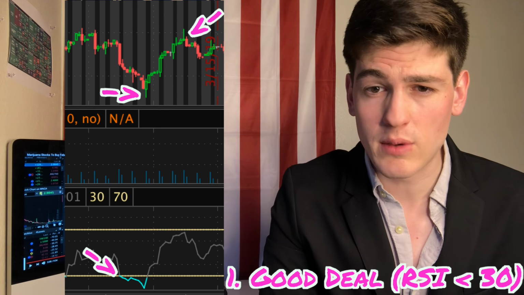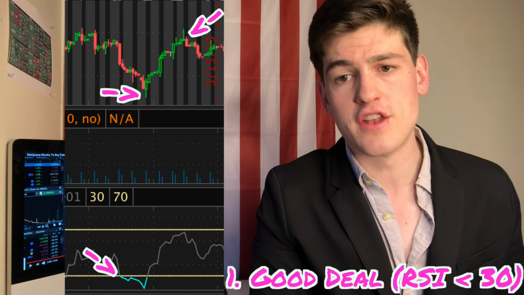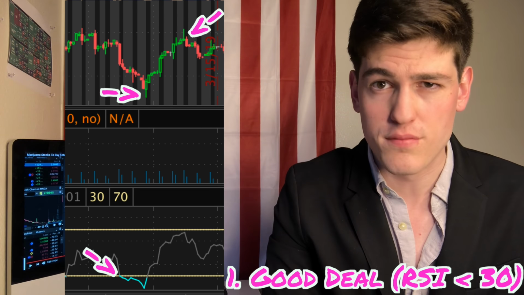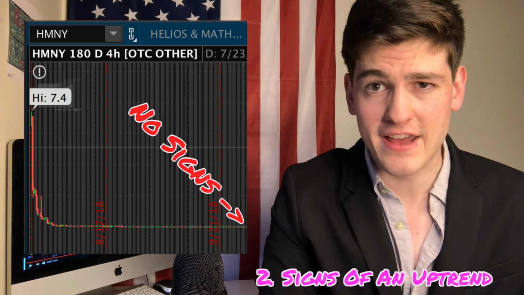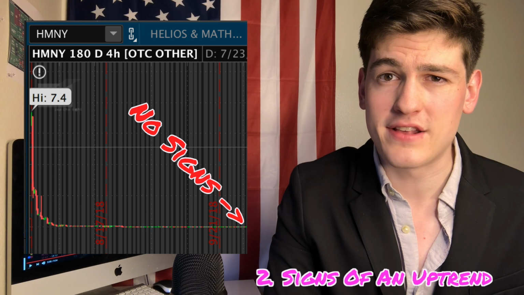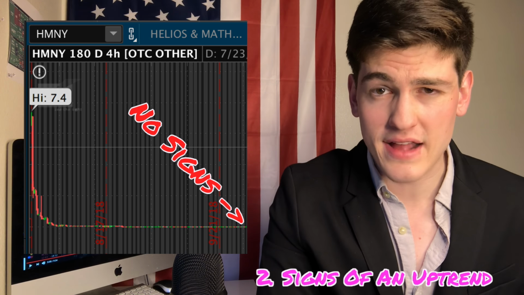Now, since we're swing trading, we want to make sure that this is oversold on the longer term chart, but if it's oversold on the intraday chart as well, that provides us even more margin for error. Okay, number 2, we want to make sure that the stock is showing signs of an uptrend. Much like you wouldn't want to buy a sick animal on the side of the street, you don't want to buy a stock just because it's trending down or it's been oversold. It needs to be showing signs of an uptrend.